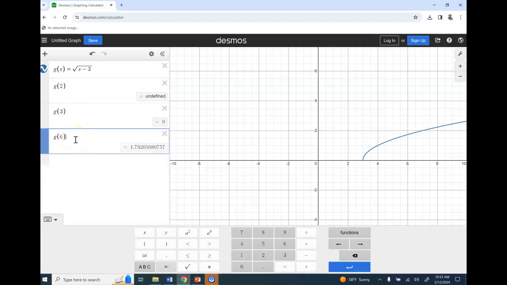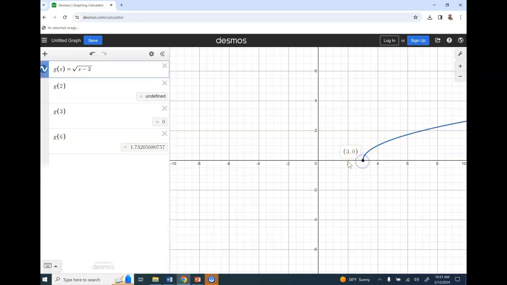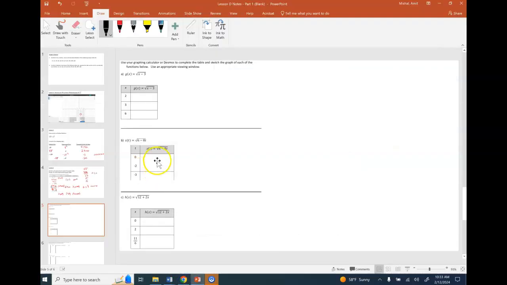And we have our values here. Notice that g of 2 is undefined because remember the domain is 3 or greater. The x values start at 3. So at 2, the function is not defined. And then you would do the exact same thing for the other two. You would plug in the function, and you would plug in these values.